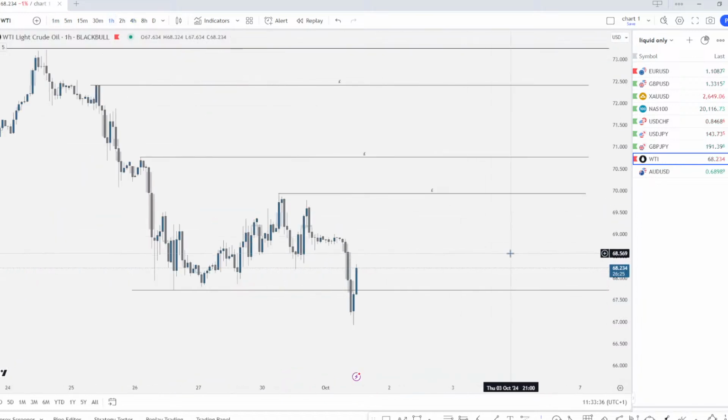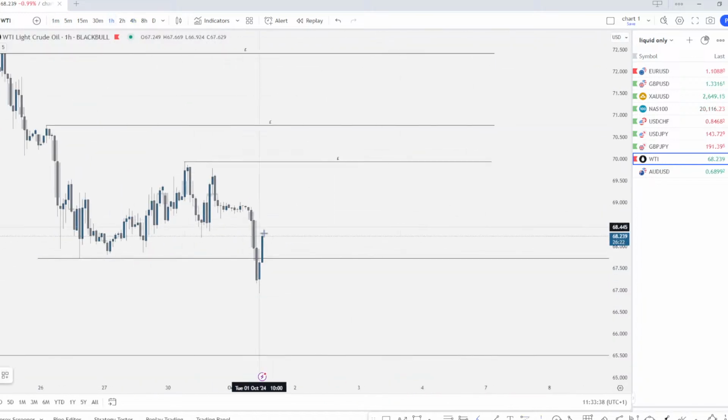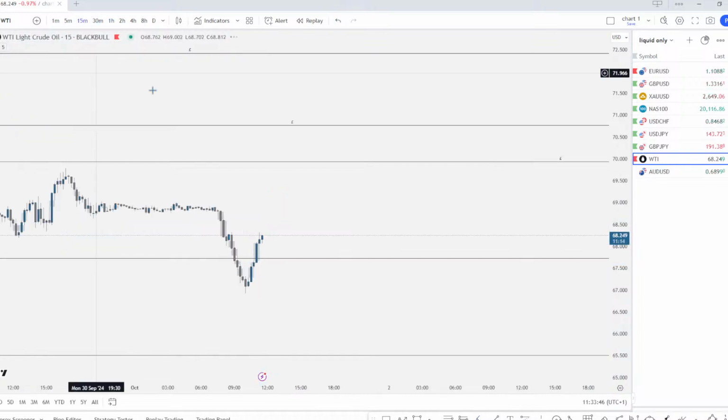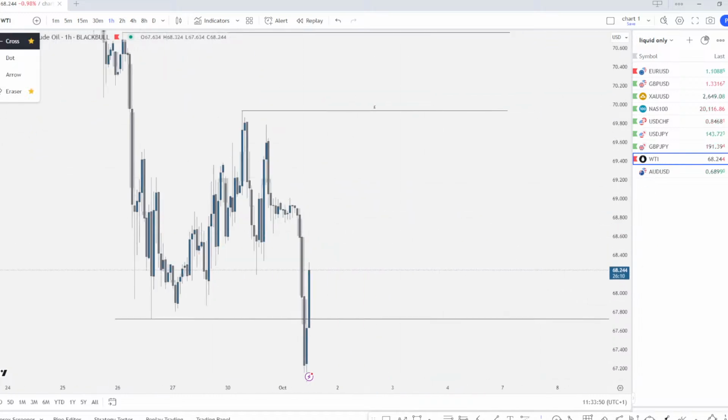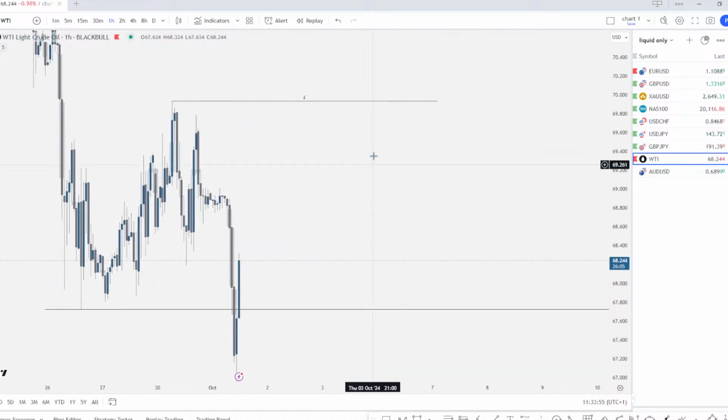Coming down to the lower time frame, notice how we took out the low and we've automatically started rallying back to the upside. Now, we can look on the lower time frame here. Actually, let's go back to the hourly. What would we be looking at here? Let's say we didn't take any trades, like I didn't personally. What would we be looking at?